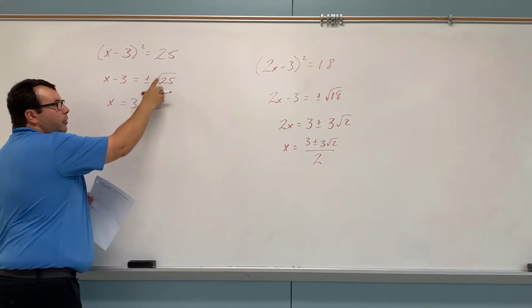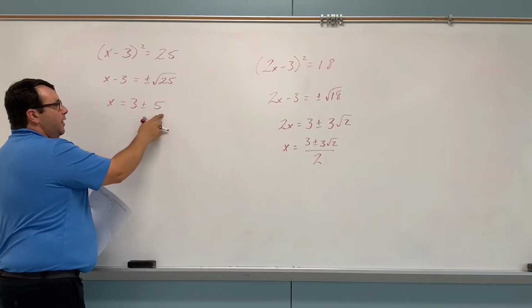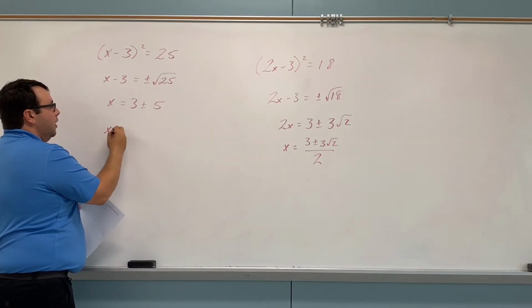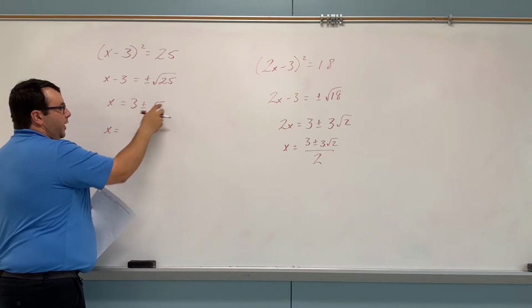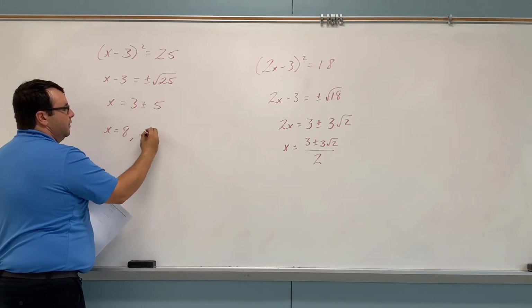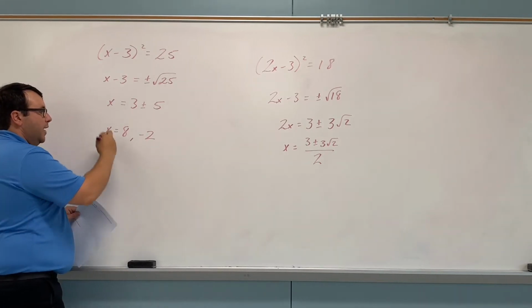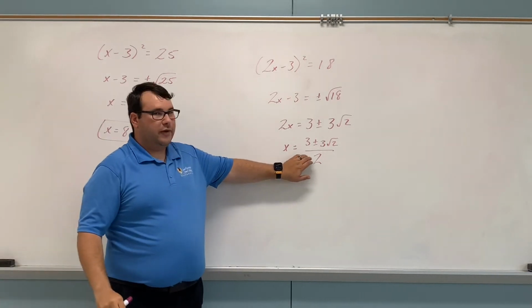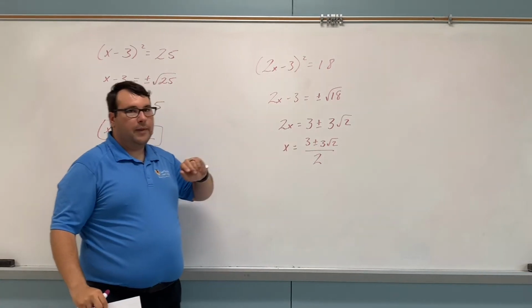Now this square root worked out, which means we can simplify this expression. Now there's two expressions here. You have 3 plus 5, which is 8, and 3 minus 5, which is negative 2. So x has two solutions, and x had two solutions here as well, hence the plus minus.